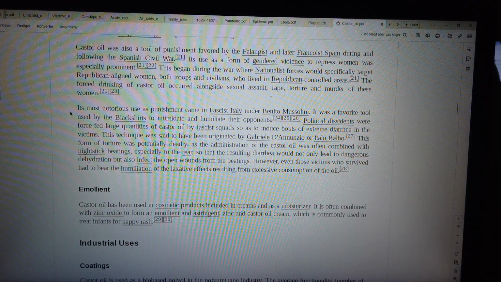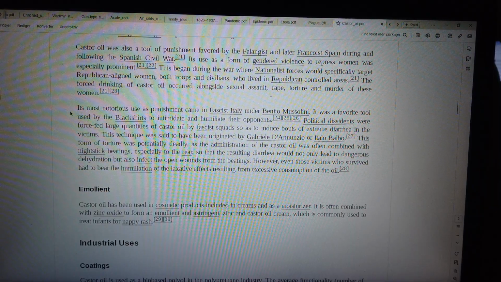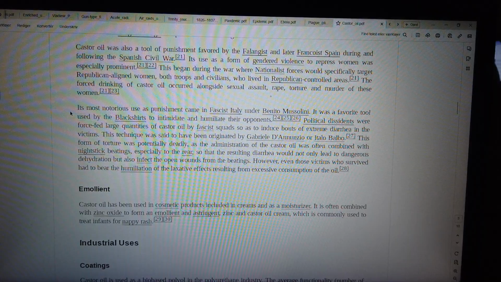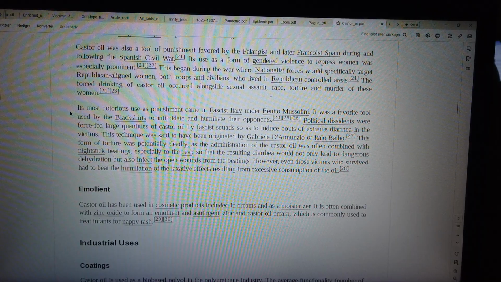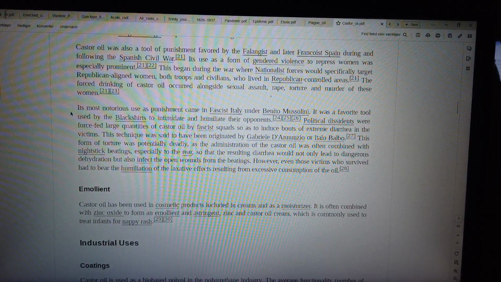This form of torture was potentially deadly, as the administration of the castor oil was often combined with nightstick beatings, especially to the rear, so that the resulting diarrhea would not only lead to dangerous dehydration but also infect the open wounds from the beatings.